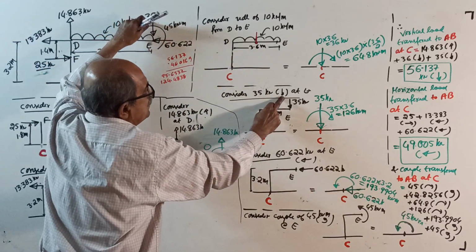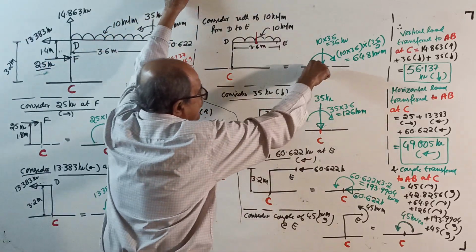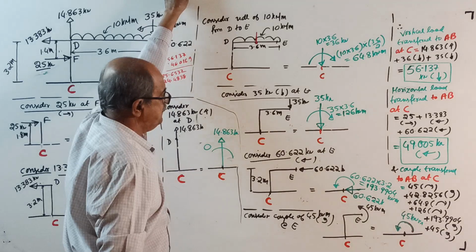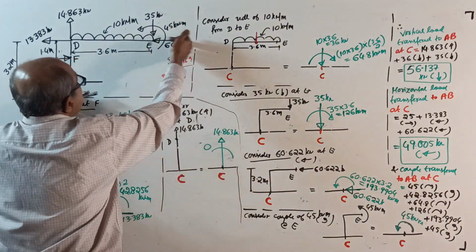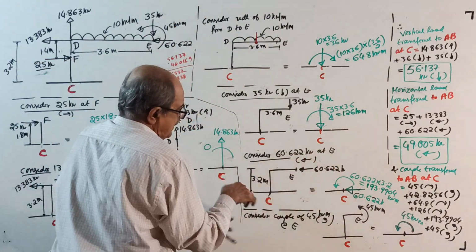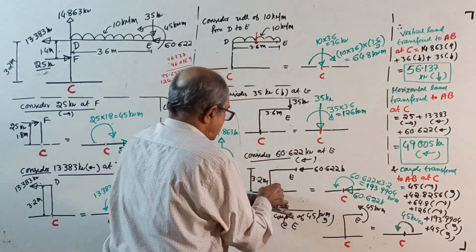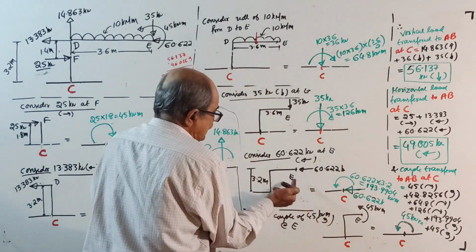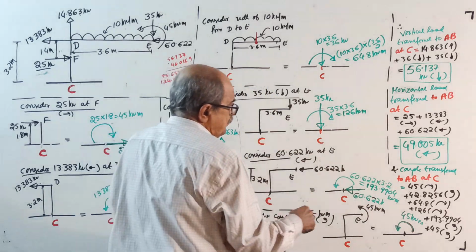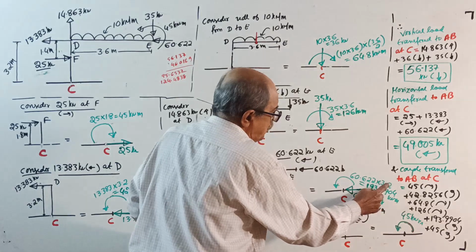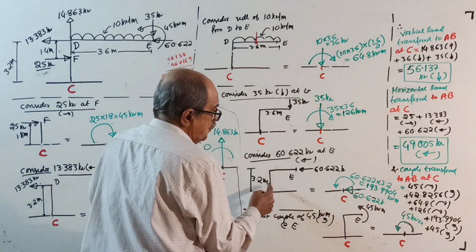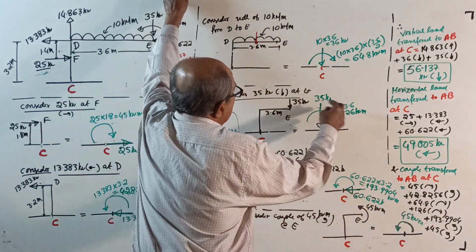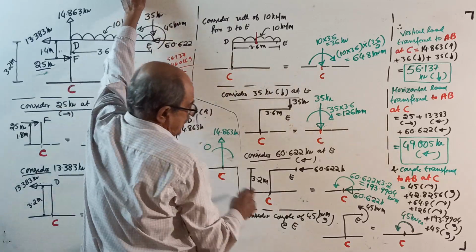Consider 35 kilonewton at E. This is very simple. Down 35 and clockwise of 35 into 3.6, 126. Consider 60.622 at E, this way. See here, it will push the beam to the left side by 60.622 and will produce an anti-clockwise couple of 60.622 into 3.2, equal to 193.9904 kilonewton meter.